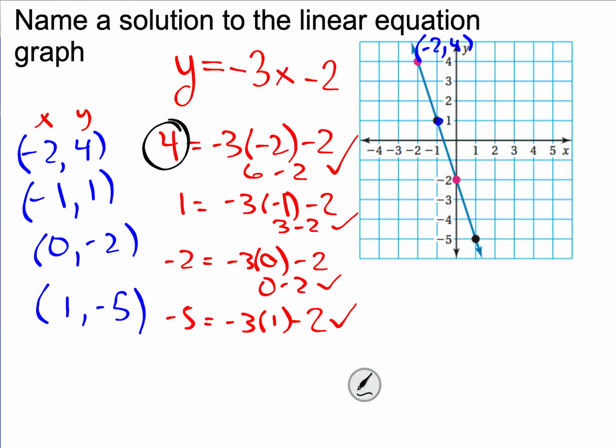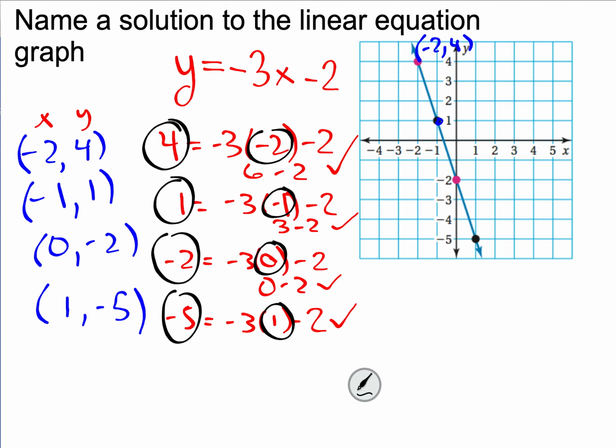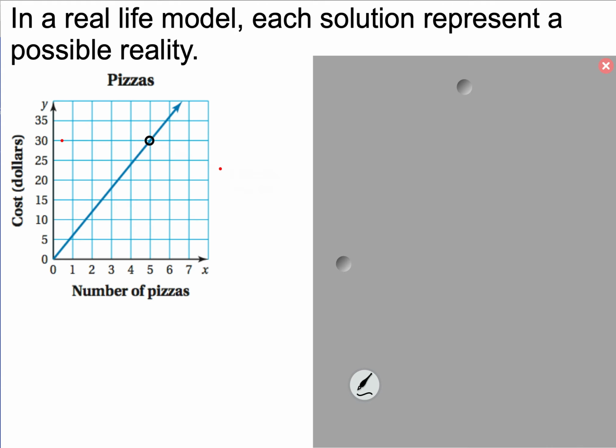Just plugging in your y and your x, and it makes the equation true. Okay, in a real-life model, each solution represents a possible reality, not necessarily an actual reality. This line would go on forever.